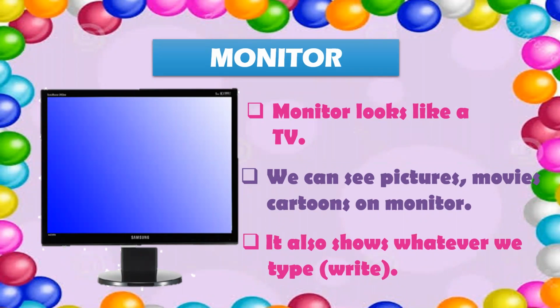Okay, children. So what is the use of the monitor? The monitor is used to see the pictures, movies, cartoons and other information. Not only that, it also shows whatever we type using a keyboard. The monitor is also called VDU. The other name for monitor is VDU, Visual Display Unit. And mostly we call it a screen also. Okay, children. Now let us see the next part of a computer.